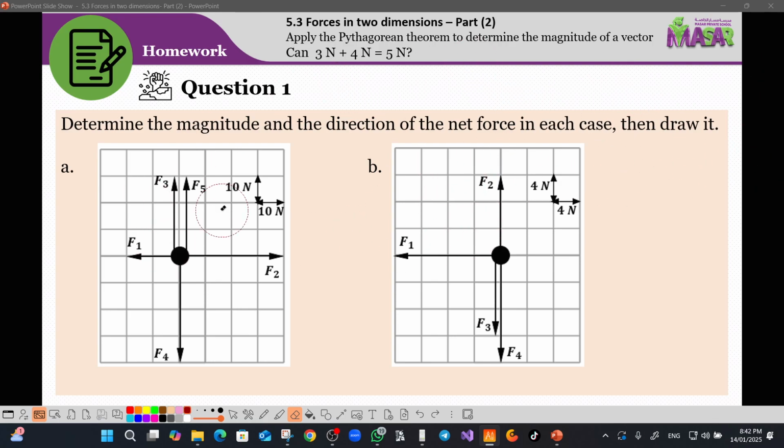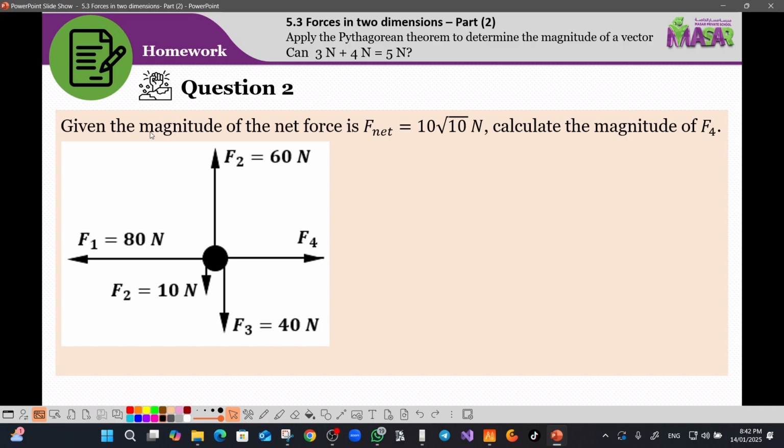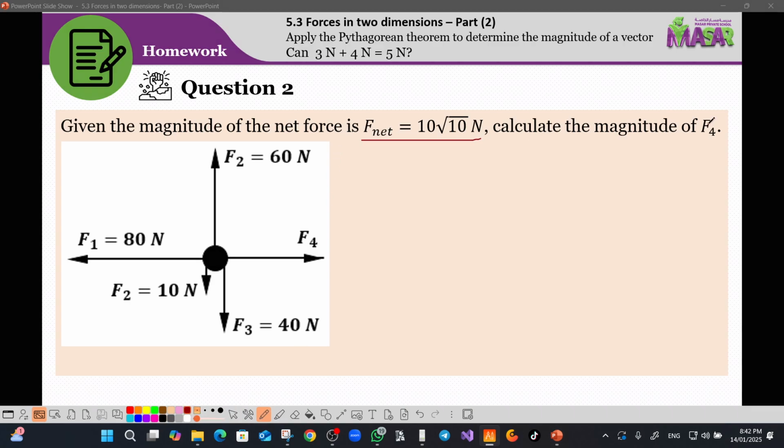Now, we will solve the last question in this video at least. Question number 2. Given the magnitude of the net force is F net equal to radical 10 Newton, calculate the magnitude of F4 again. What we have here is the magnitude of the F net. They didn't provide me with one of the forces that actually forms this F net. However, in this type of question, we should start in the ordinary way, as if F net is not given, and treat the rest of the question the same way that we did for finding the F net. So let me first define the FV and FH.